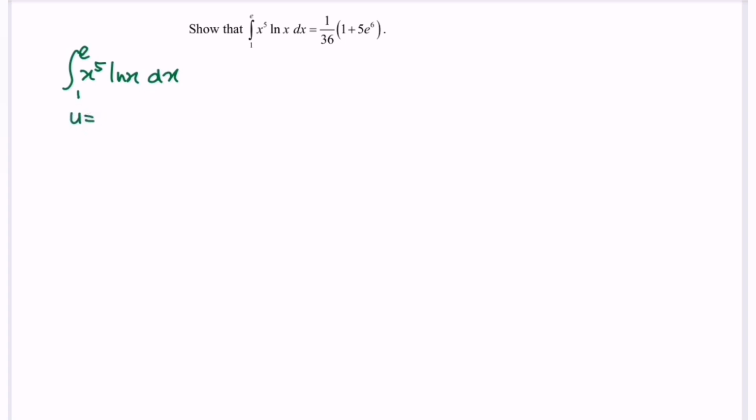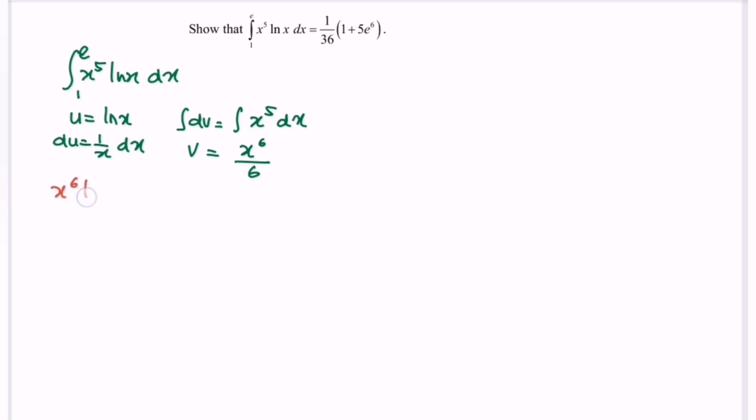So u and dv. ln x becomes u, and we have x to the power 5 dx as dv. Differentiate, we have 1 over x dx. Integrate, we have x to the power 6 over 6. Substitute into the formula uv: x to the power 6 ln x over 6, minus the integral of v du, so 1 over 6 x to the power 6, times 1 over x dx.